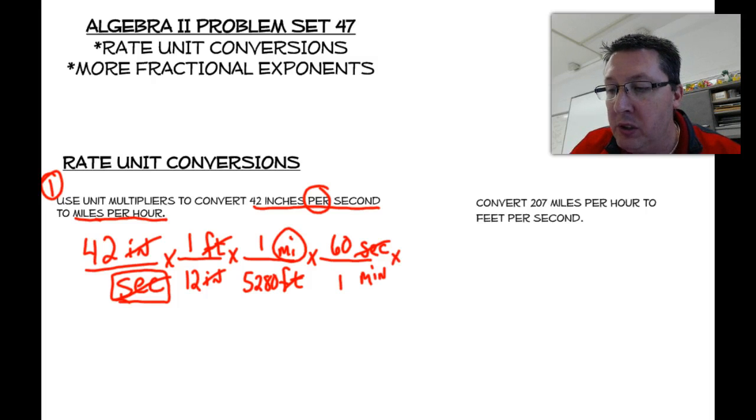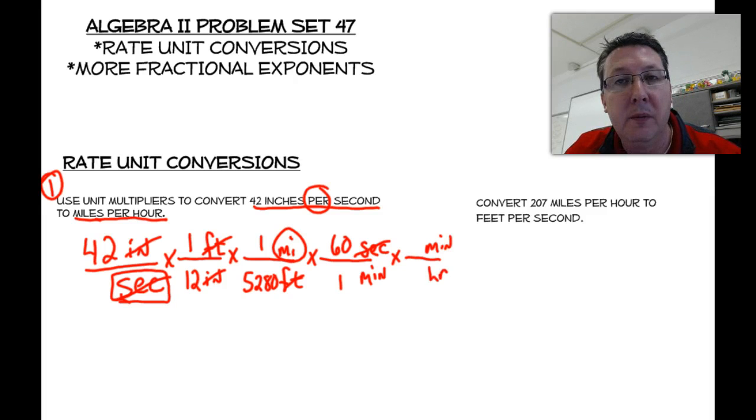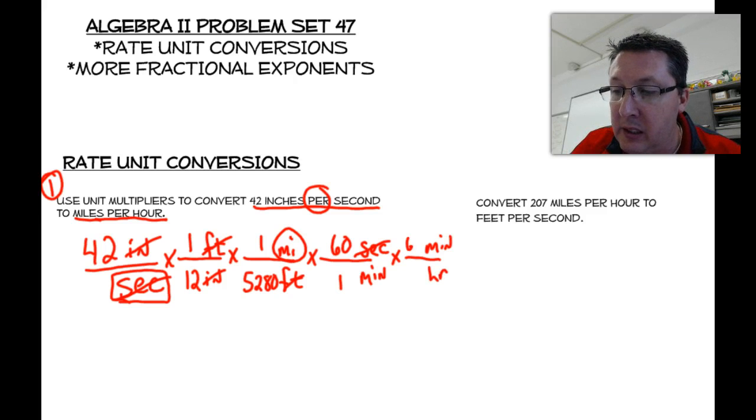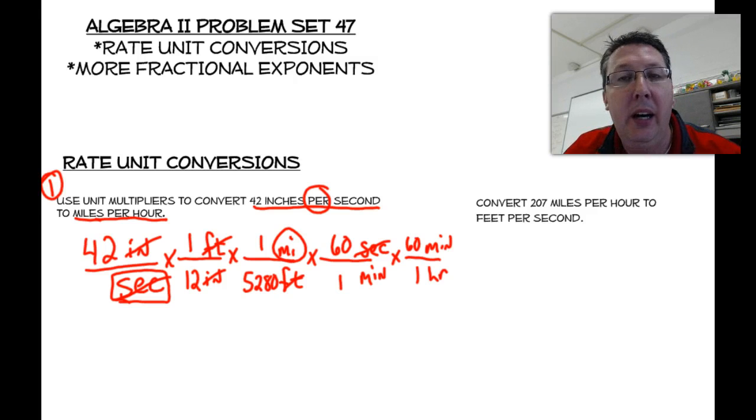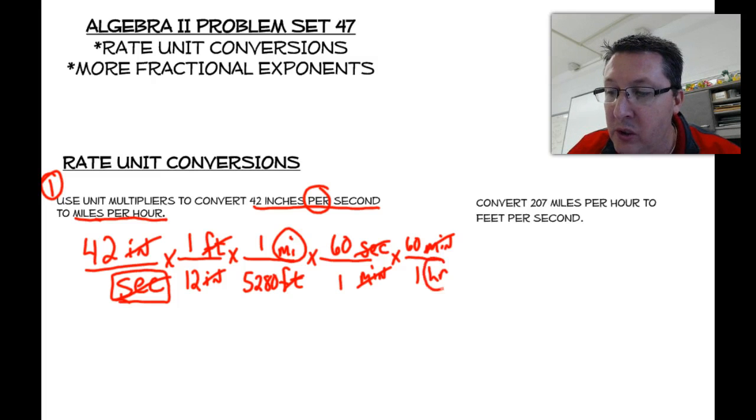I need to go one more step, and this time I want minutes to cancel, and I want to finish with hours. So 60 minutes in 1 hour. So minutes cancel, and my final units on this, I have miles on top over hours. That is miles per hour.